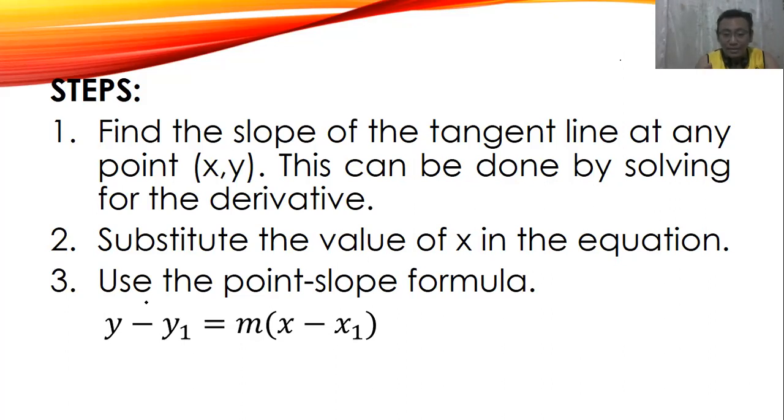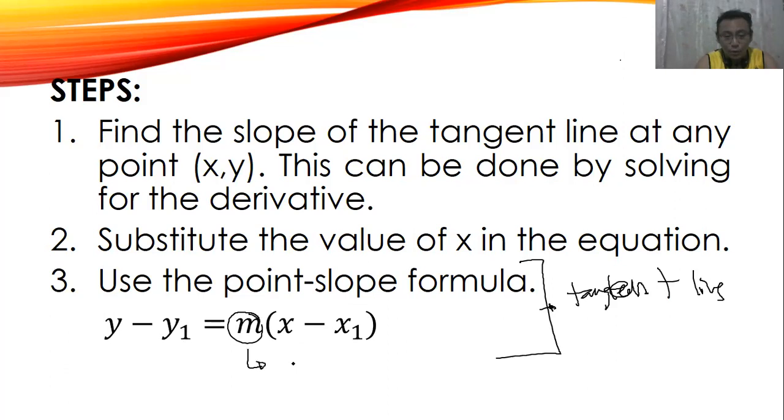So now, having the slope and having the point xy natin, we will be using those numbers to solve for the tangent line. Magagamit natin to for the tangent line. We will be using the point slope form. We have y minus y sub 1 is equal to m multiplied by the quantity x minus x sub 1. Where, remember, m is the slope. Kung ano yung masosolve natin slope, yun yung gagamitin natin. Y sub 1 and x sub 1, yan yung point given sa problem.